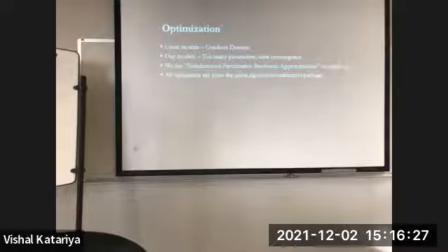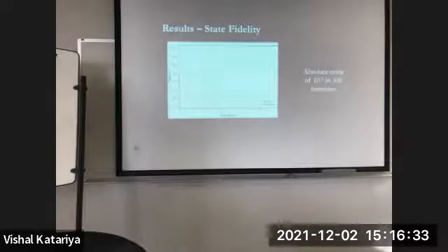Again, all the optimizers are from the Qiskit package. So I'll show you some results. For the fidelity, this is the result that we got: in about 300 iterations, it converges to an absolute error of 10 to the minus 5. Similar for the trace distance.